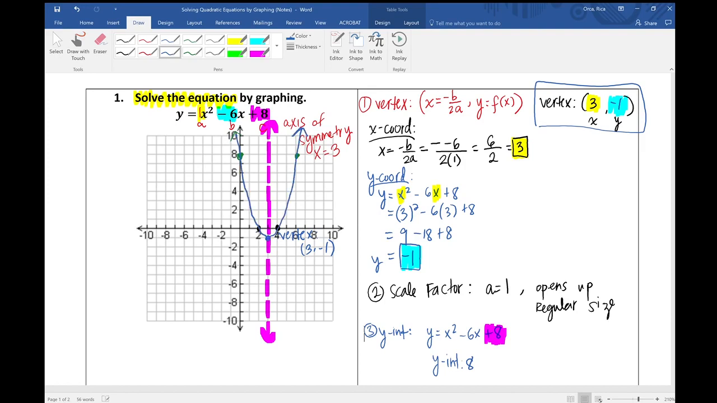And let's answer the question. It says solve the equation by graphing. So what we're looking for are our x-intercepts. Our x-intercepts are on 2 and 4. The solutions are x equals 2 and x equals 4.